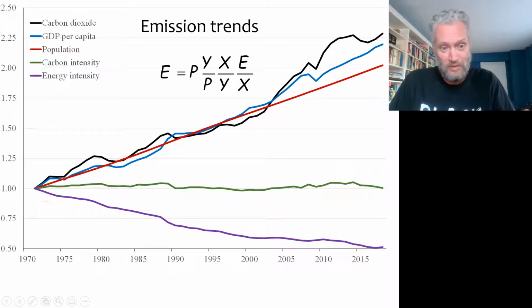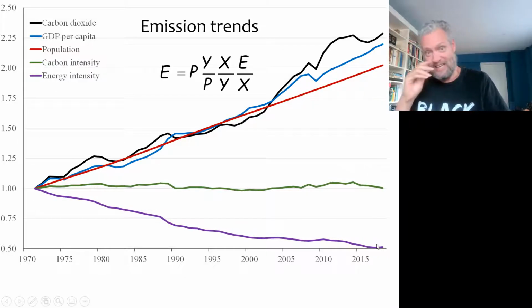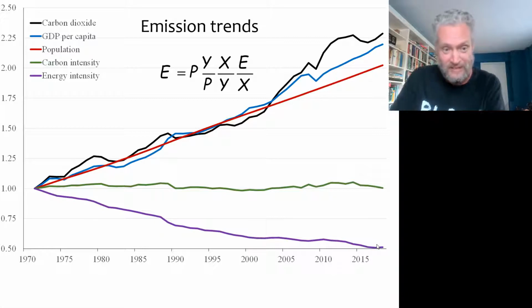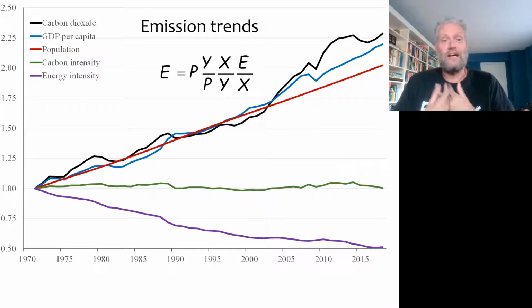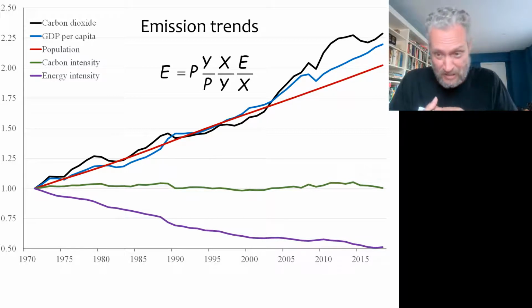In purple, you're looking at the energy intensity of the economy. This is how much energy we use per dollar value added. And over this 50-year period, that has almost halved from 1 to slightly above 0.5. Which is a quite substantial improvement. The final component of the Kaya identity, carbon intensity, that is how much CO2 we emit per unit of energy used, has barely changed.